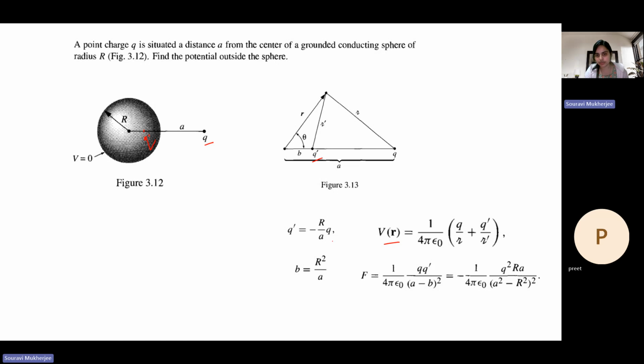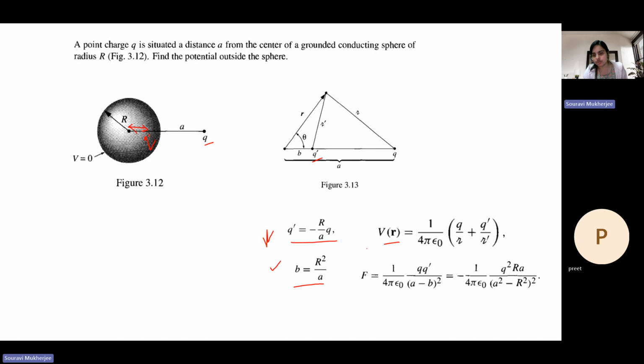From there, you will be able to get the value of the charge that you have to put in and where you have to put it, how far from this center. If you just use the condition that the net potential on the surface goes to 0, that will give you the relation between the values of Q prime and B. Okay. Now, once you know what Q is and what B is, you have a very simple expression, right? You just have two charges. One is Q, another is Q prime, and the distance between them will be A minus B.